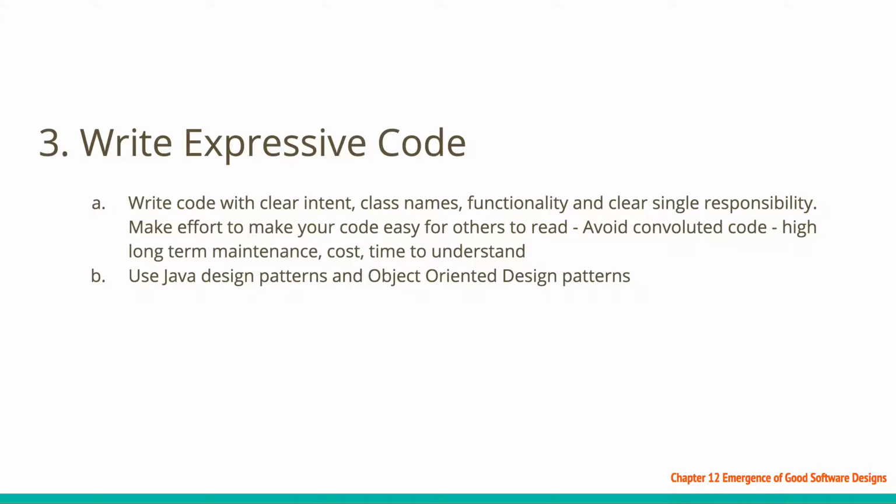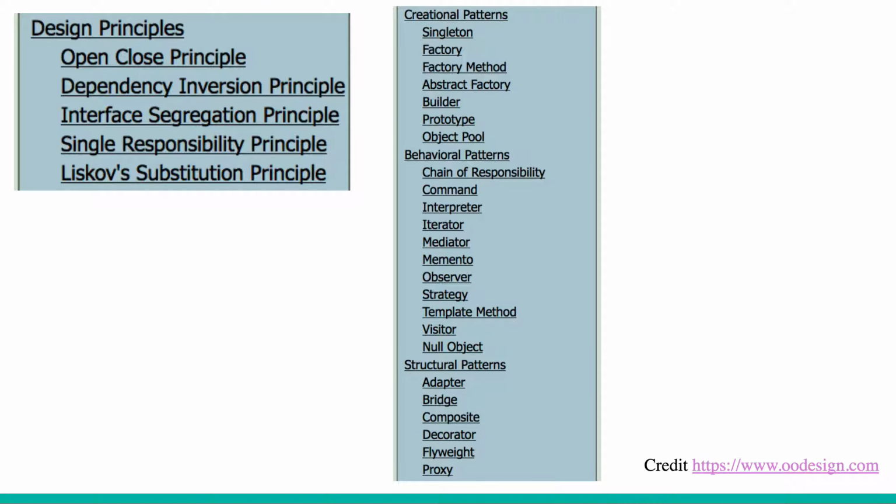So taking time to write clear expressive code and making it easier for other people to understand is very important. So avoid convoluted code. Revisit your first iteration all the time and ensure that you have a long-term goal towards maintenance of your code. So if you write expressive code, the cost of maintenance goes down, the time to understand goes down. And one of the big ways you can write expressive code is by using Java design patterns. If you're using Java, there's multiple object-oriented design patterns that are out there that you should get familiar with.